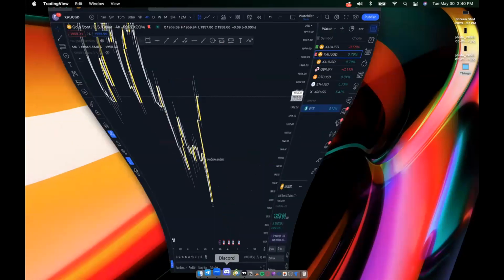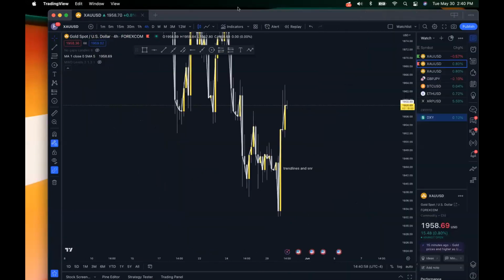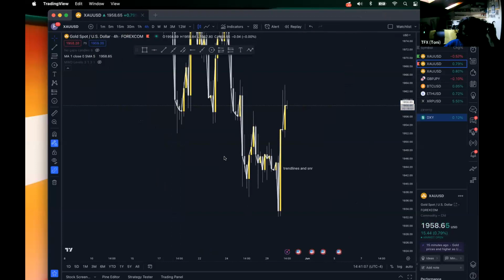Are there any questions about Trendline? So far, no. We just need to practice, I think. Yeah, we need to practice first and then see if we have any questions. Yeah, 100%.